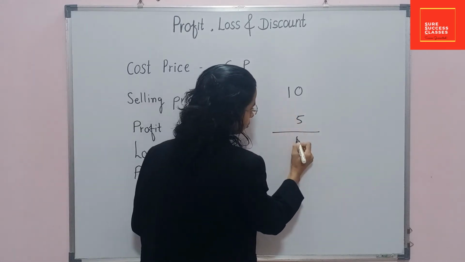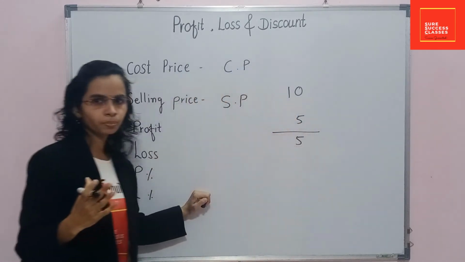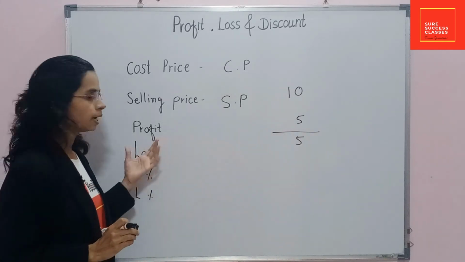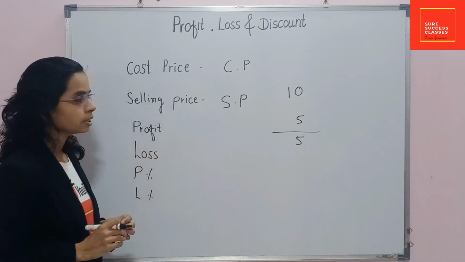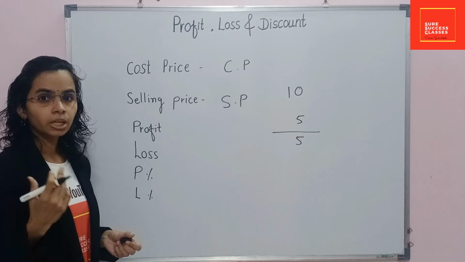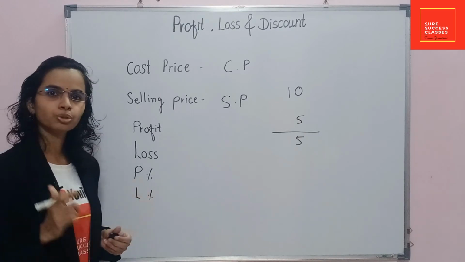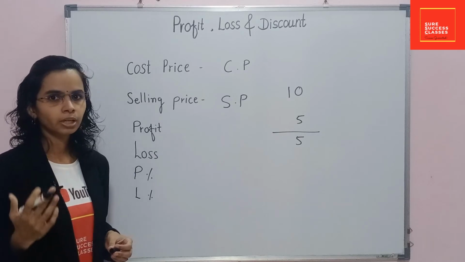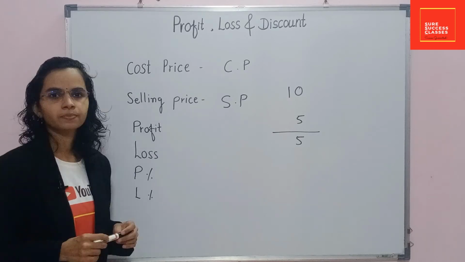10 minus 5 means this 5 rupees is my, what is this 5 rupees? This is my profit. Means whenever we are gaining something, at that time we are having profit. You should keep in mind, whenever we are gaining something, at that time we are having profit.